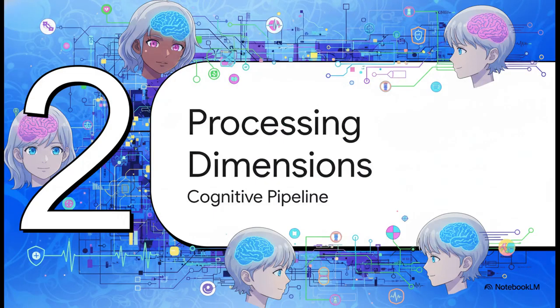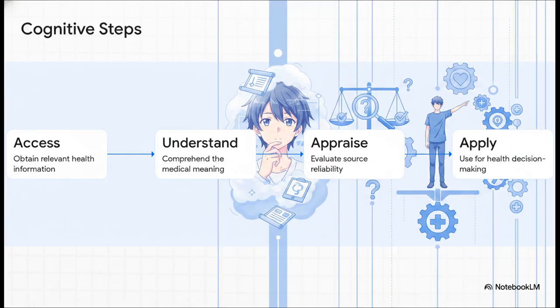Next up, we need to look at the information processing dimensions, or what we call the cognitive pipeline. Before we can look at the data, we have to understand how this tool maps the human brain's progression of processing health data. It evaluates a very specific 4-step pipeline.